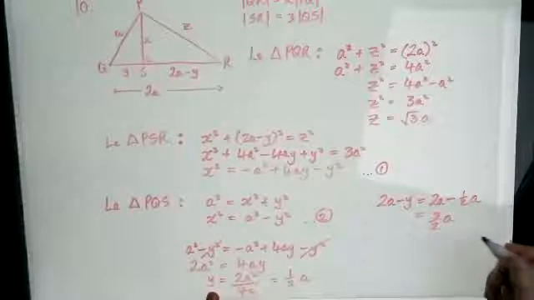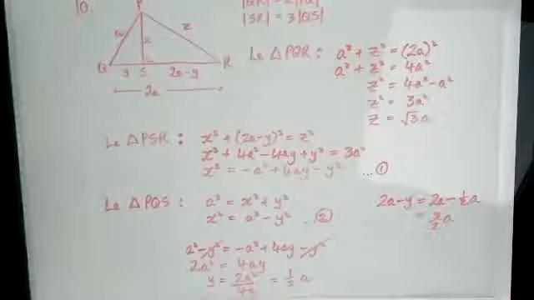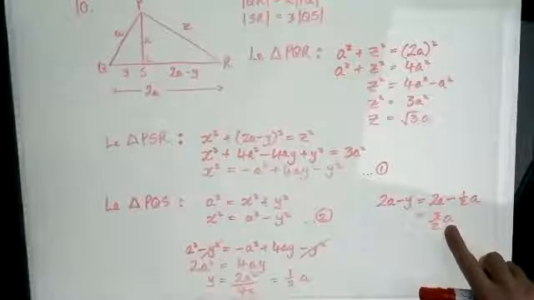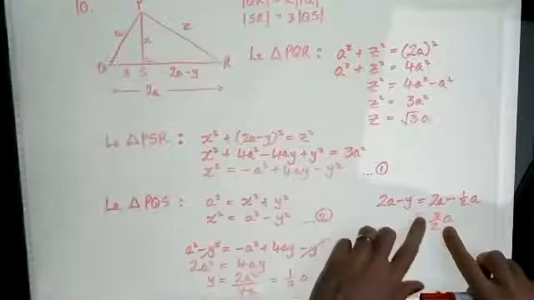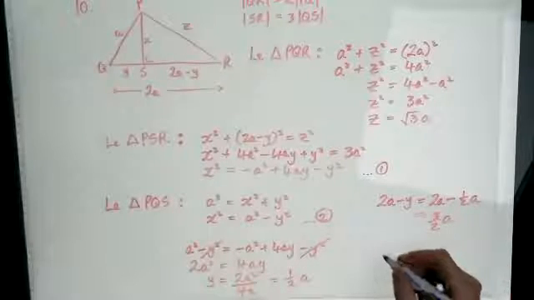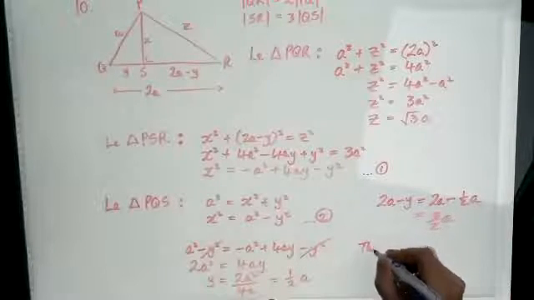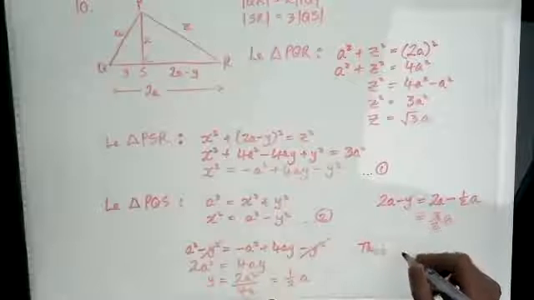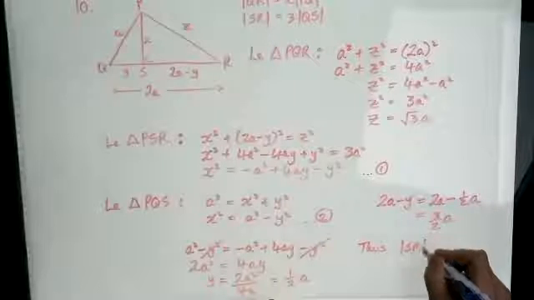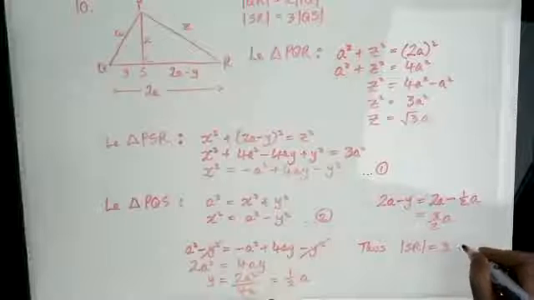So the length SR equals 3A over 2, and so SR equals 3 times QS.